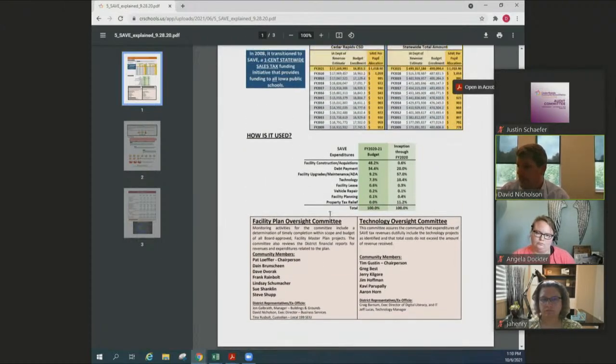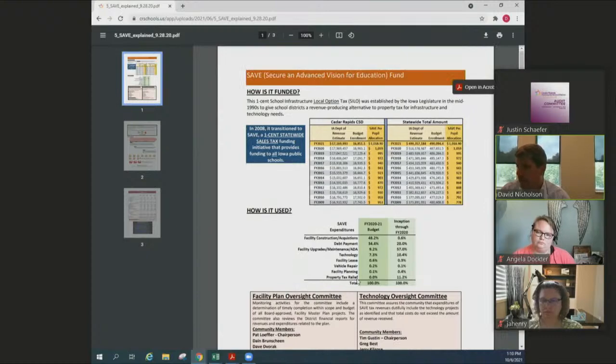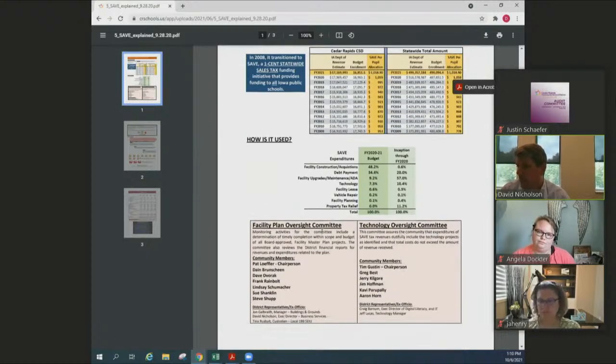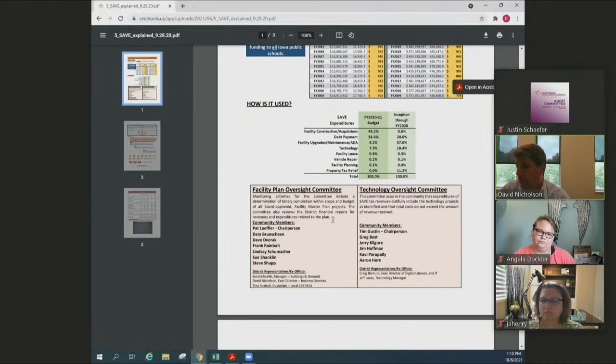There are 2 committees that are tied into the SAVE plan. They're also tied into PEPL on the Facility Oversight Committee. But these are 2 main board-appointed committees: the Technology Oversight Committee and the Facility Plan Oversight Committee. Some of the SAVE projects and the PEPL projects are overseen by the Facility Master Plan Oversight Committee. And technology is basically the technology plan and how we're spending the funds we have allocated in SAVE. They help guide the spending of those dollars.